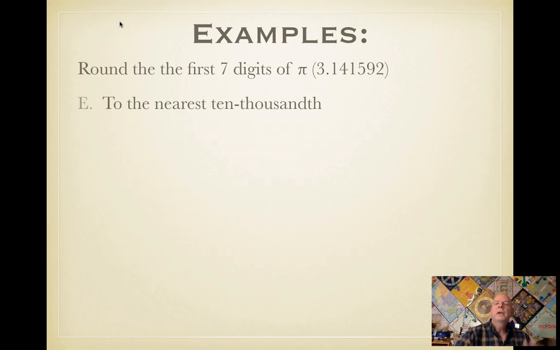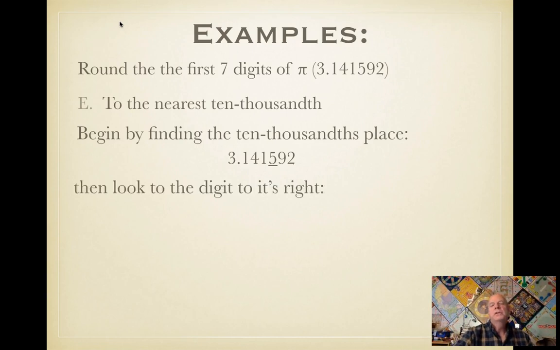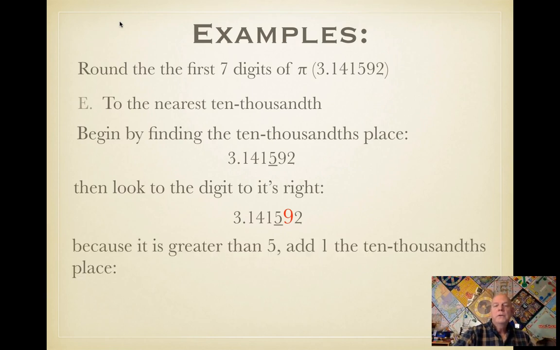Okay. Next example, what if we had to round it to the nearest 10,000th? Well, again, we need to find the 10,000ths place. The 10,000ths place is that 5 because it goes tenths, hundredths, thousandths, and then 10,000ths. So the 5 is the 10,000ths place. We look to the digit to the right of that, which happens to be a 9. So this is closer to 6 than it is 5. Because of that, we add 1 to the 5 and we make it 3.1416. And again, the rest are zeros, and so we just ignore them.